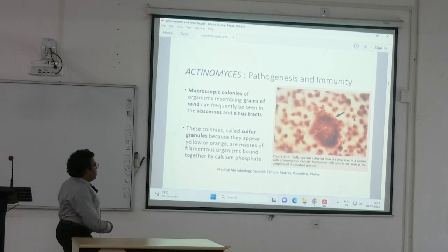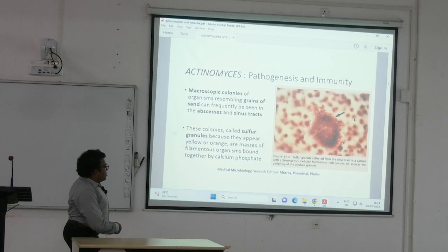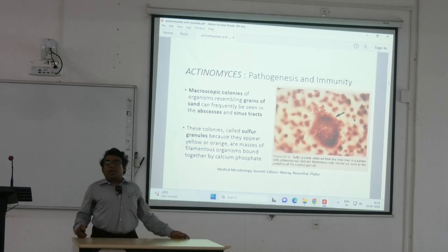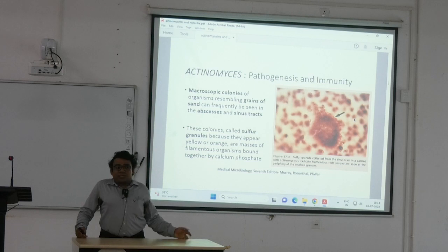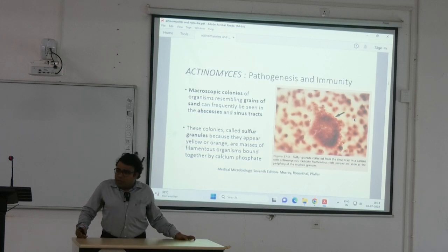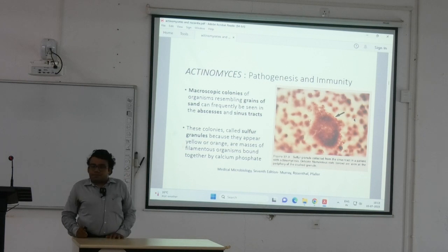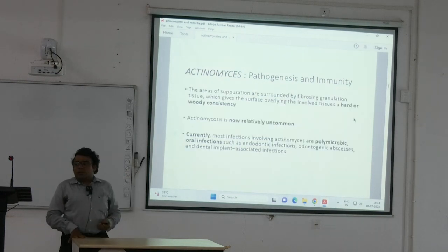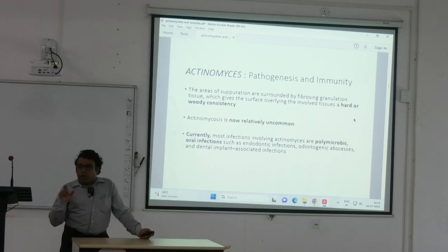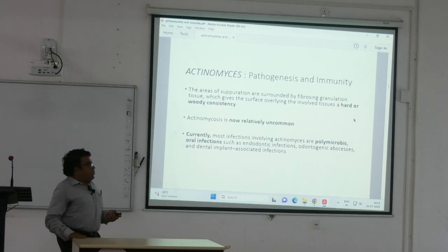Now, what are these sulfur granules? They are a mass of the filamentous organism bounded by calcium phosphate. This calcium phosphate is obtained from the human body. So, the organisms remain in clumps. Because it is a chronic and suppurative infection, the lesions generally have a woody and hard feeling. It is not the soft and purulent feeling that is commonly associated with other bacterial infections.